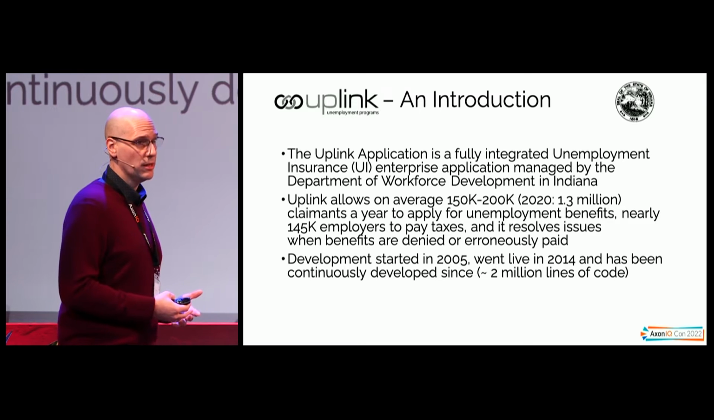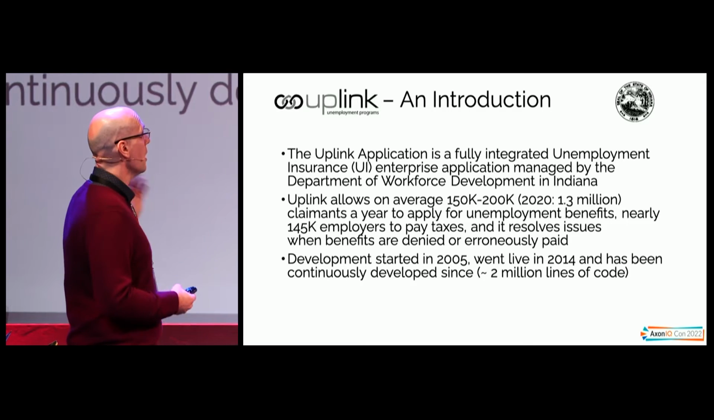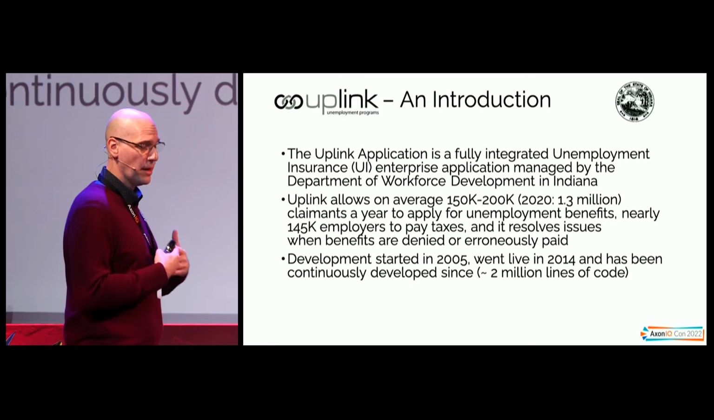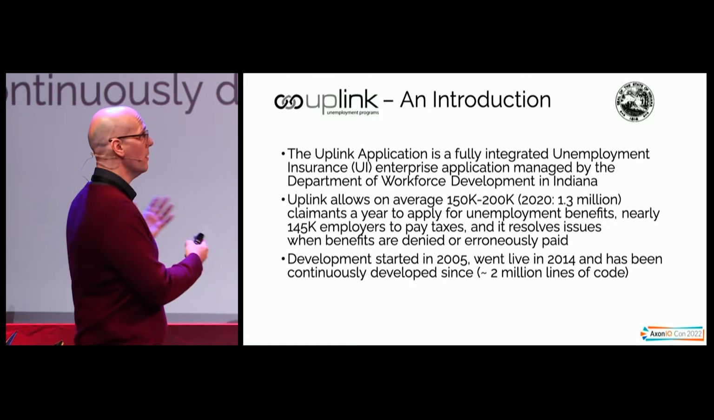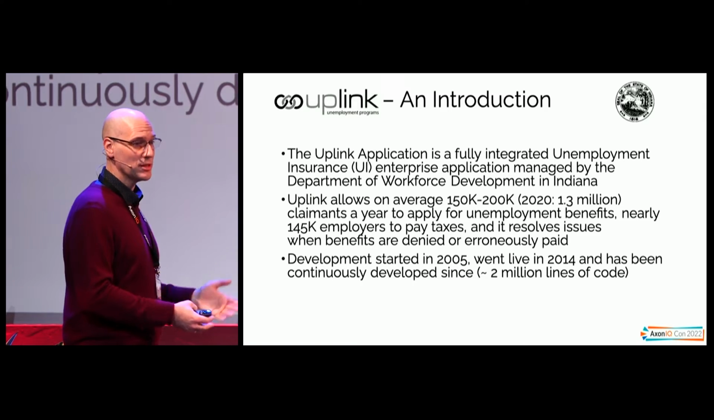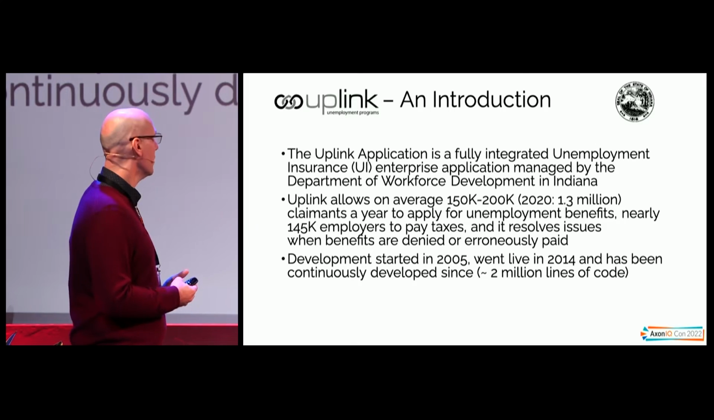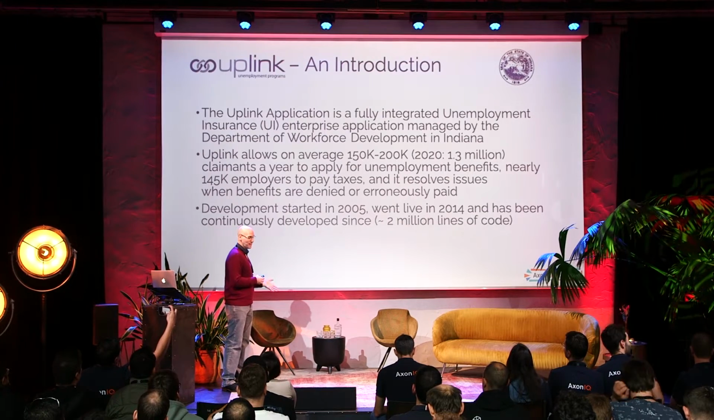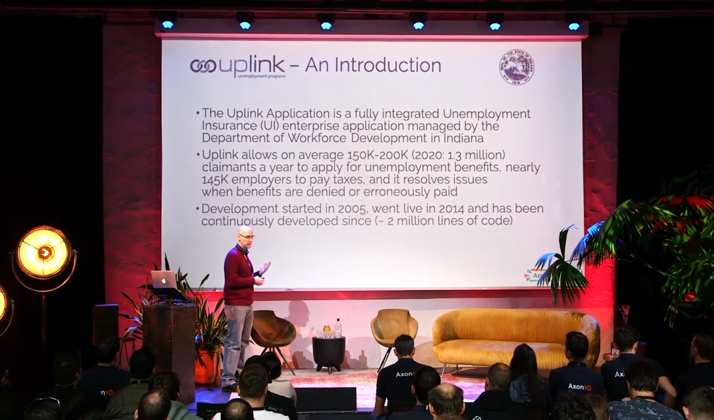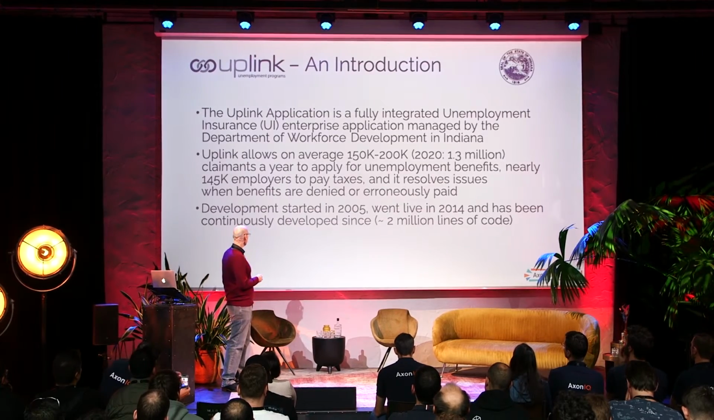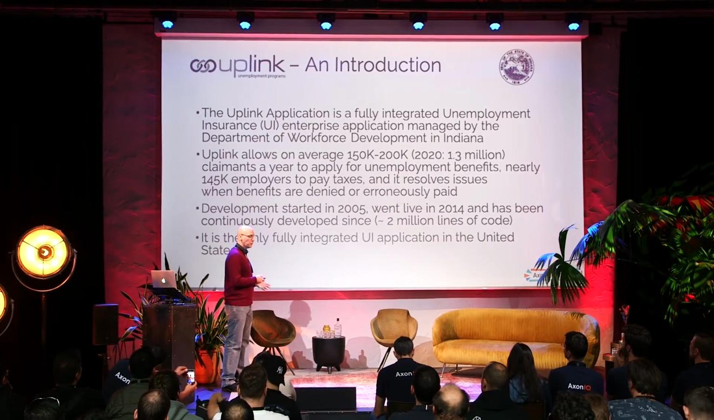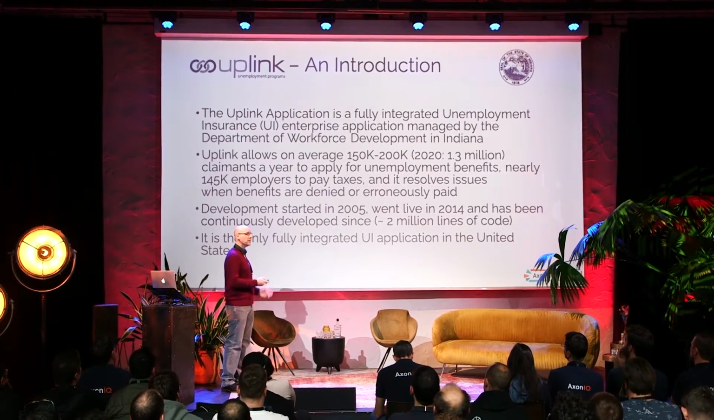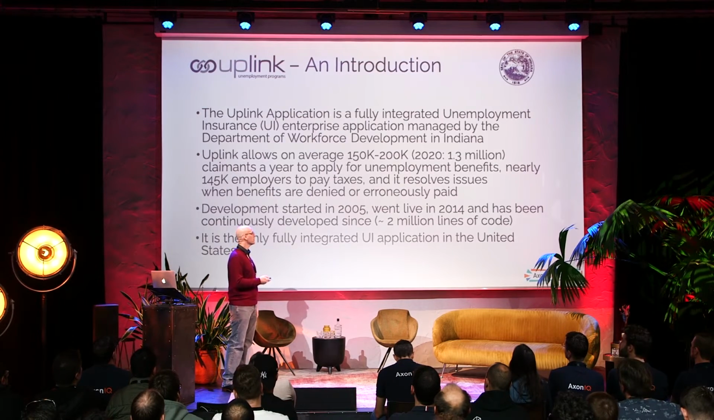It gets a lot of attention from the press, from the government. During the pandemic, it swelled to 1.3 million claimants because they decided that was the best way to get money to people during the pandemic. And so there were a lot of challenges with a system like this, changing it on a dime. Uplink started in 2005, and it went live 9 years later, and it's been continuously developed since then, and it's about 2 million lines of code. As far as we know, it's the only fully integrated unemployment insurance application in the United States. It's a big system, and it's got its own headaches.